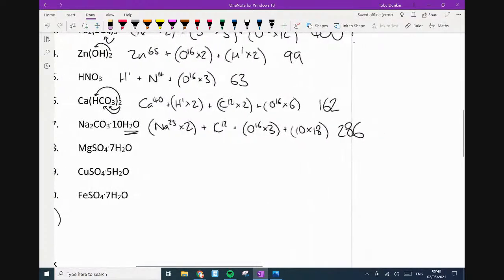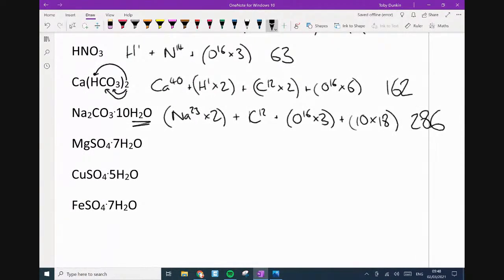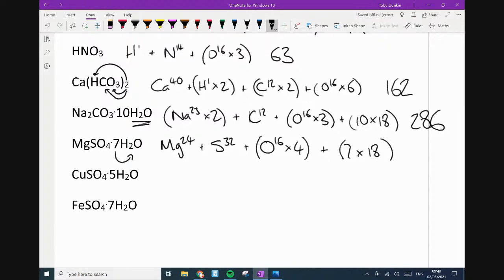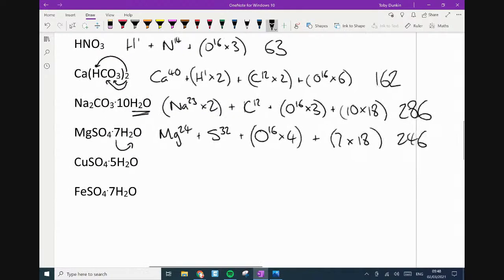Next. Okay, next one. Again, nice one for the hydrated. So we've got magnesium at 24, sulfur at 32, and oxygen at 16 times 4. I'm then going to add to it 7 times 18, because water's 18 and I have 7 of them. So let's add that up. 24 plus 32 plus 16 times 4 equals, I don't know my calculator very well, plus bracket 7 times 18, close brackets, 246. Tick it if you've got it.